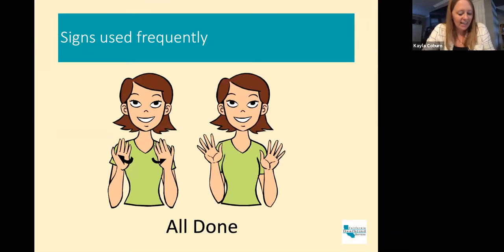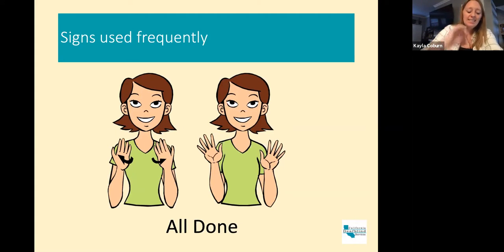All done is another sign that tries to get taught a lot, but is a more challenging sign. But when a child is all done with something, they usually will let you know. And if you don't want them to be telling you they're all done by throwing their papers off their desk or ripping them, this is a very good sign to start teaching. So it's with your hands up and then you flick them out. Again, I'll show this once I go through all the signs.